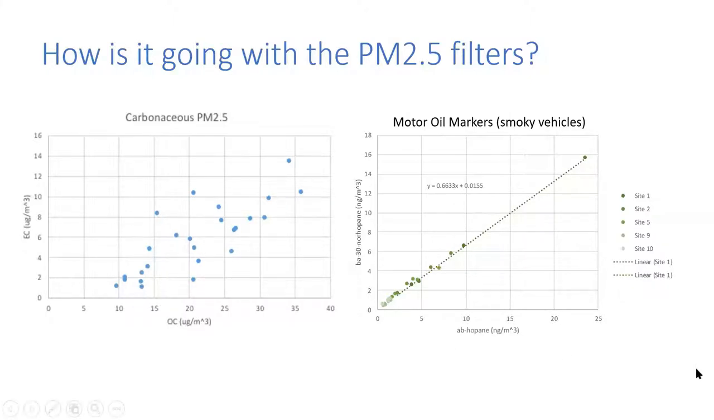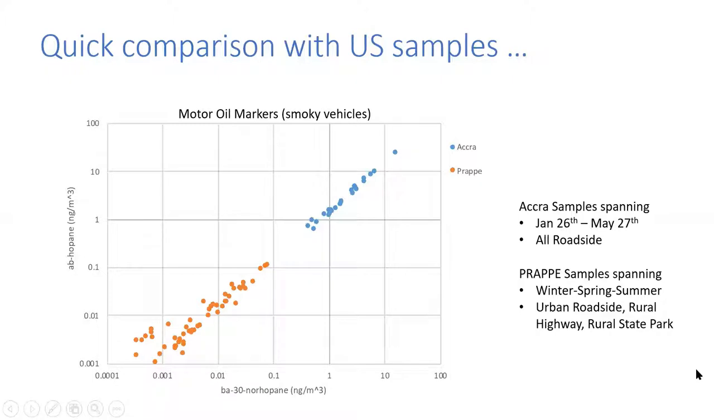So I guess I should say that what you're seeing on the right side is the same thing we see in the United States in terms of the ratio between those two pollutants. And this shows that really quickly here. This is a plot of those two markers for motor oil smoking. The orange is from a study called PREPE, but really it's a study in Denver, Colorado that happened last year. And the blue is happening in Accra this year. What I'm really just showing is that the ratio of those pollutants, or the source fingerprint for the smoking vehicles, doesn't look like it changed much from the US to Accra. It just looks like there's more smoking vehicles in Accra. And this is a log scale, so you can see it's actually a lot more.